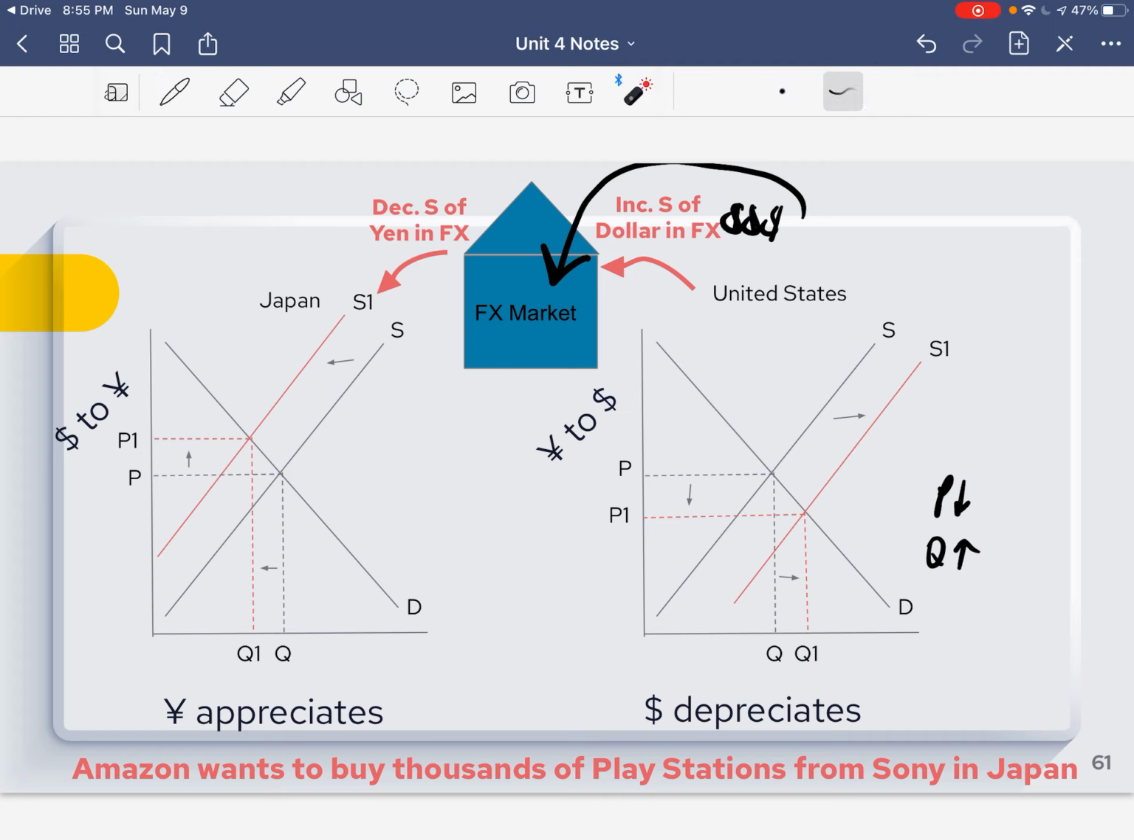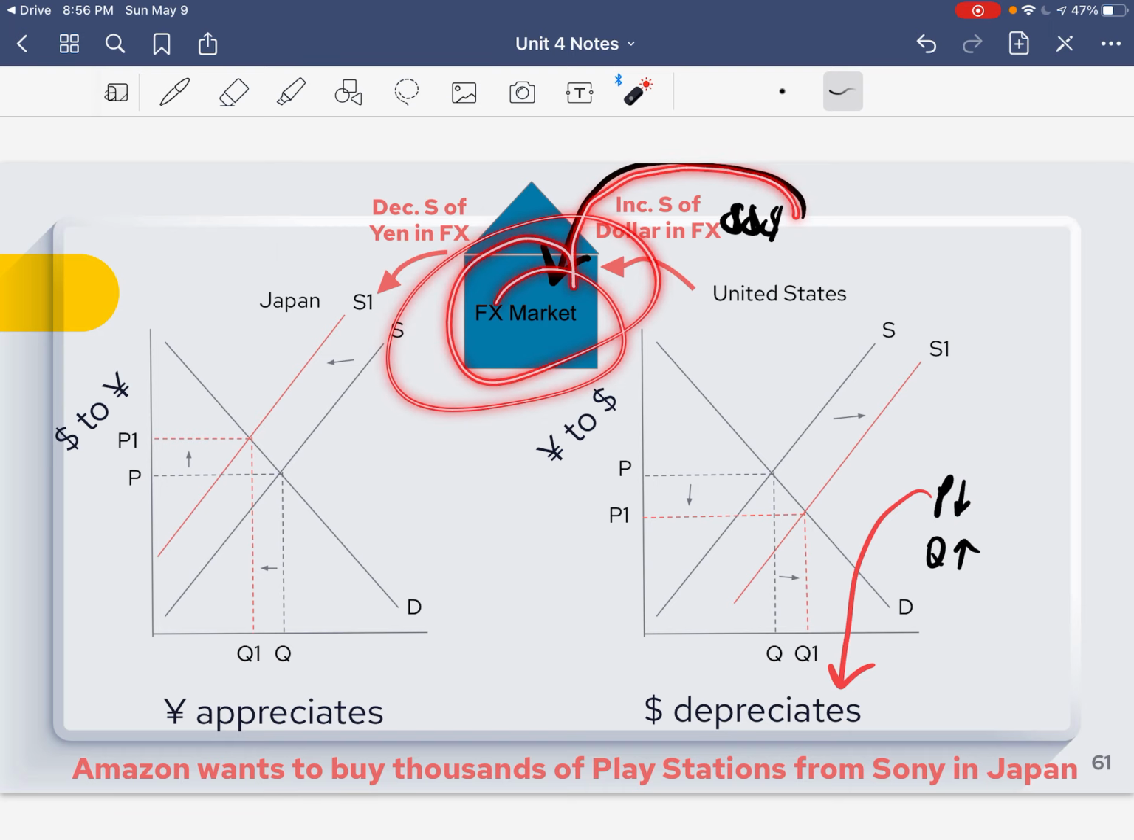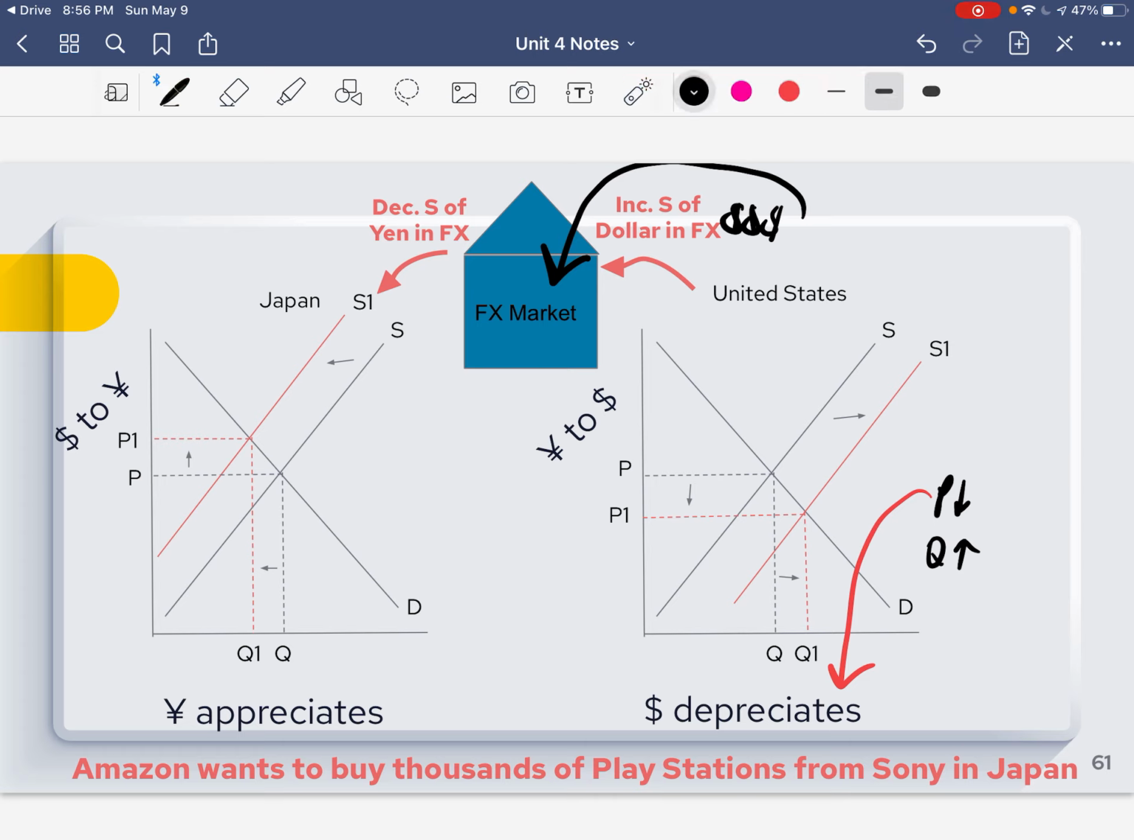Now, when price decreases, that means it depreciates. You have depreciated the US dollar by importing something, by buying something from another country. So when they flooded this bank with US dollars, they then took out Japanese yen. So that means that yen is heading out this way. Yen is now out of the bank being poured into Japan. Sony is taking that yen to pay for the PlayStation 5s.